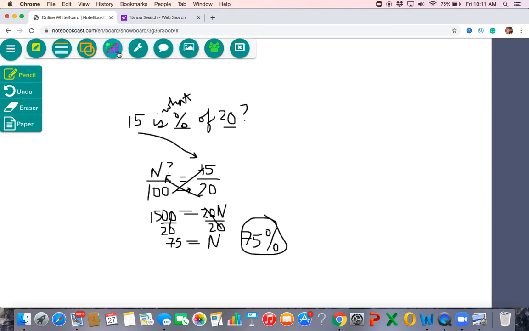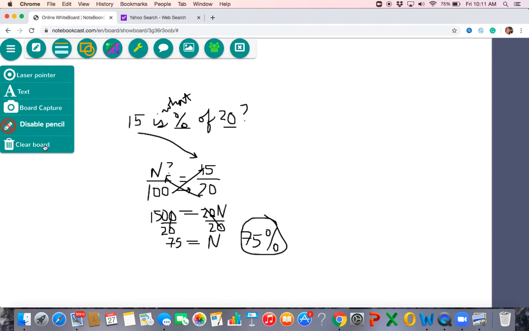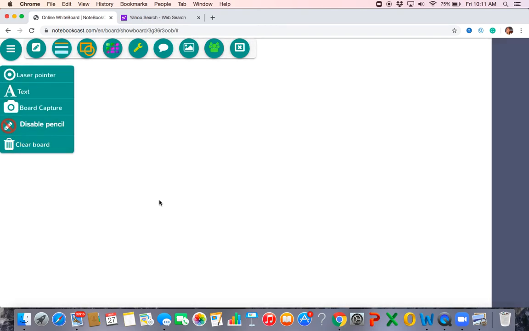And then I will let you go. You can work. And the final one is, what is 18? 18 is what percent of 30? Question mark. 18 is what percent of 30?